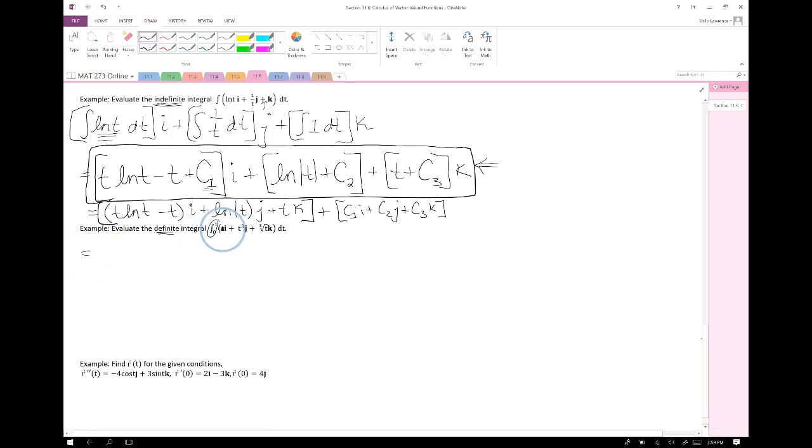We still, with definite integrals, work this out exactly the same way. We need the antiderivative for each component, but we do not need arbitrary constants when we're doing a definite integral. So we're going to start by taking the antiderivative for each of those pieces. The antiderivative for t is 1/2 t squared, and that is our i component. The antiderivative for t cubed is 1/4 t to the 4th. That's our j component. And then cubed root of t, we need to think of that as t to the 1/3.